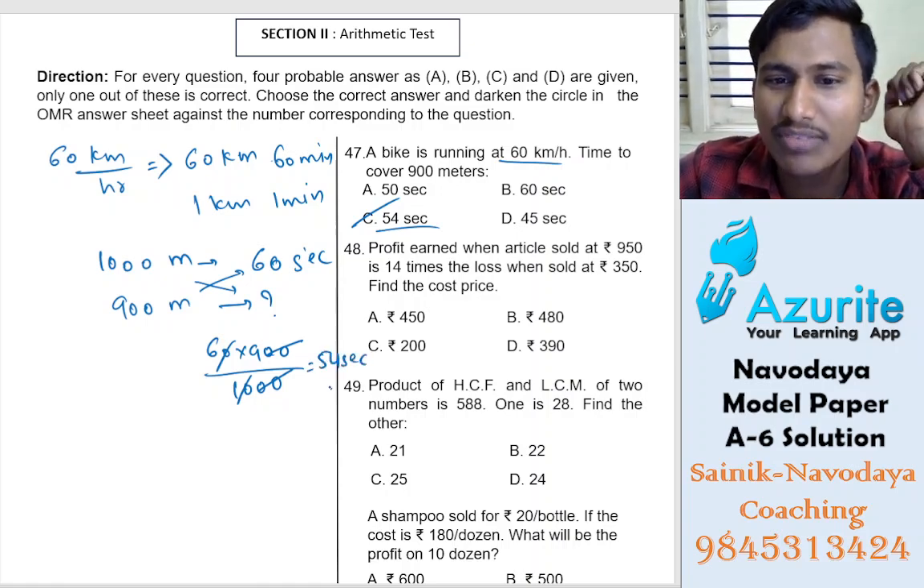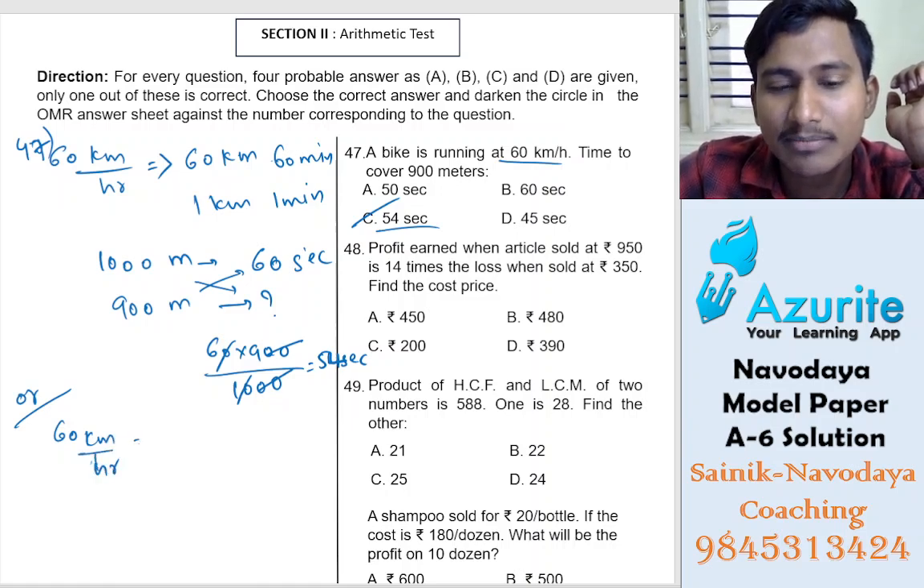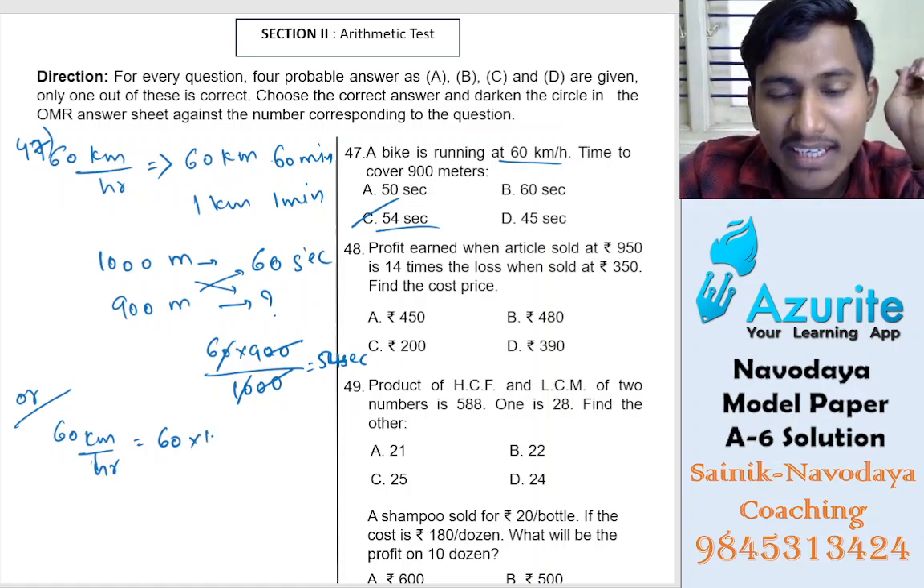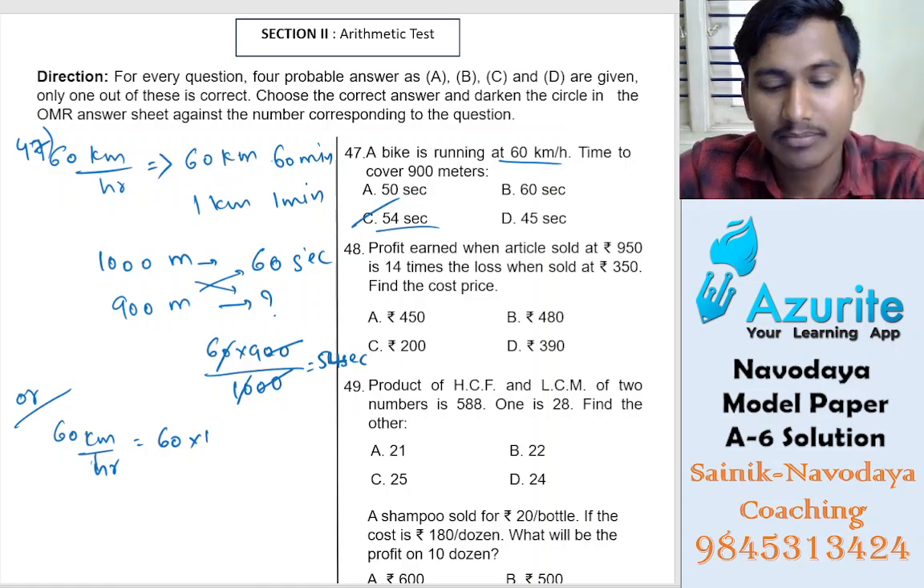You can do it this way also, or one more method, right? What will be the one more method? 60 kilometers per hour. How do we convert it into meters per second? 60 into 5 by 18.